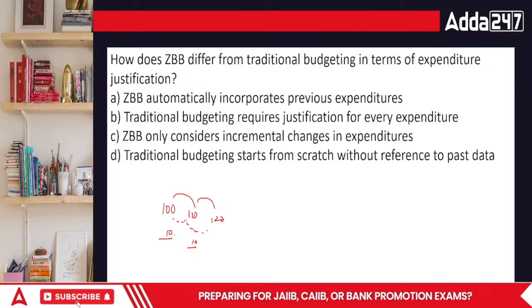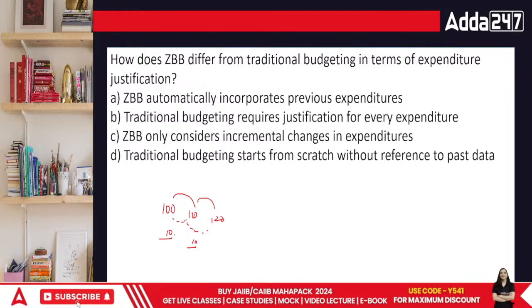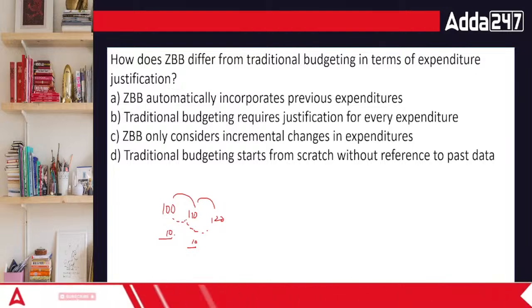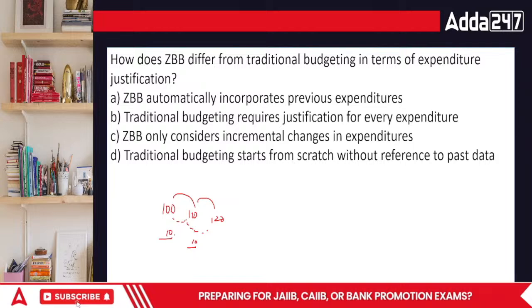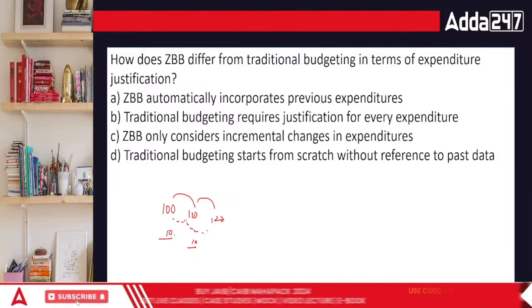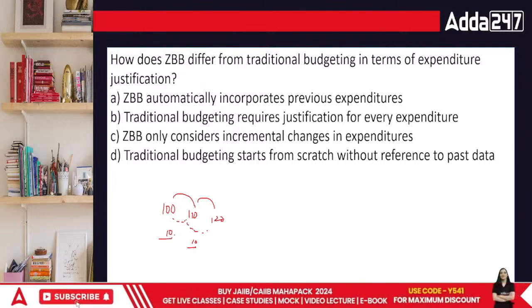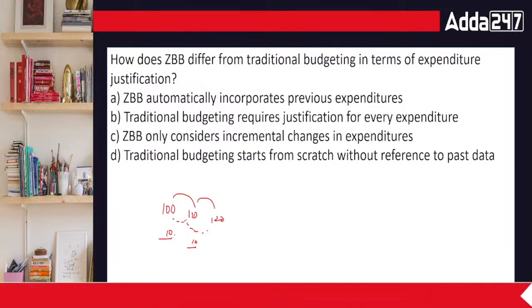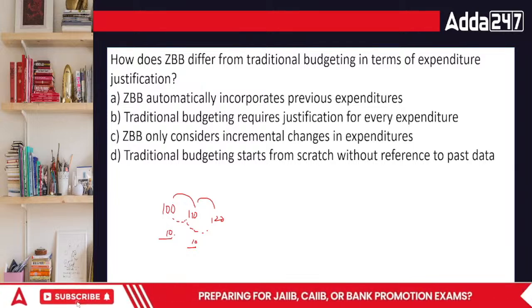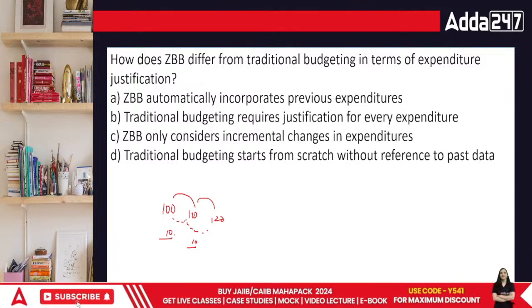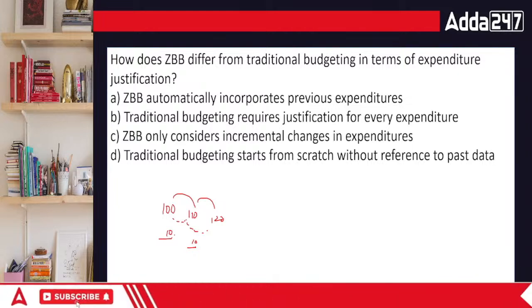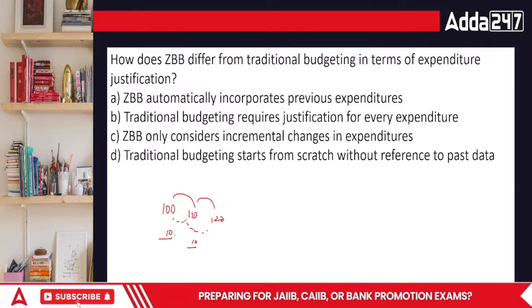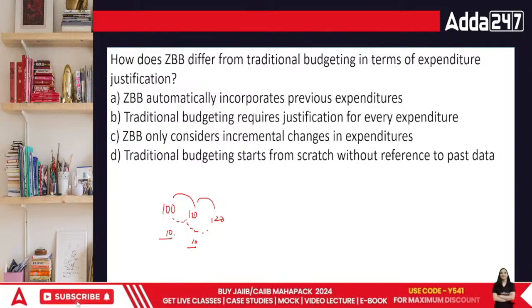ZBB automatically incorporates previous expenditures. Traditional budgeting requires justification for every expenditure. ZBB only considers incremental changes in the expenditure. Traditional budgeting starts from scratch without reference of past data. But traditional budgeting was based upon, in our times this used to happen, so this time this must be happening. You have a trend analysis and then you say this must be something that's going to happen this year as well. That doesn't make sense. So ZBB works in what way, everyone?